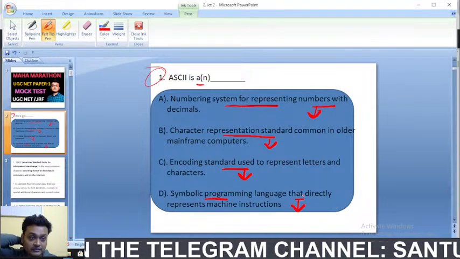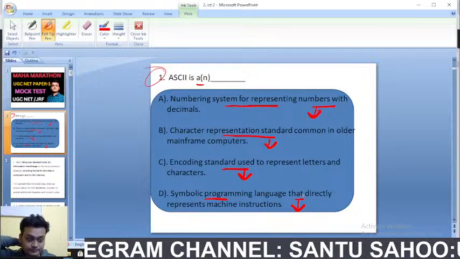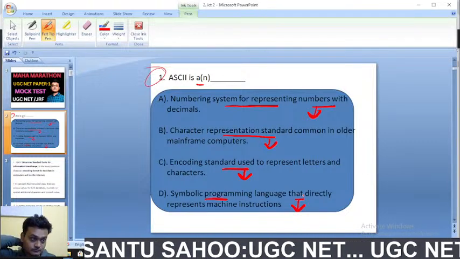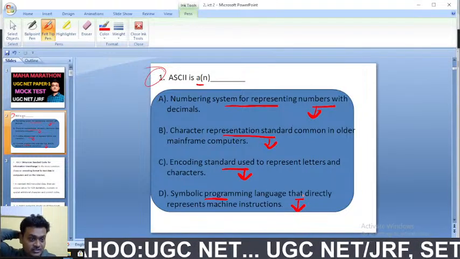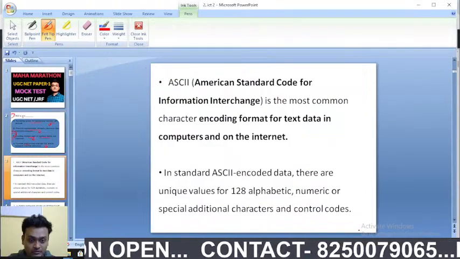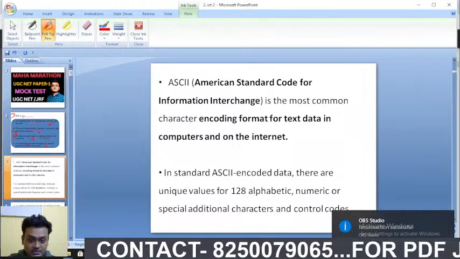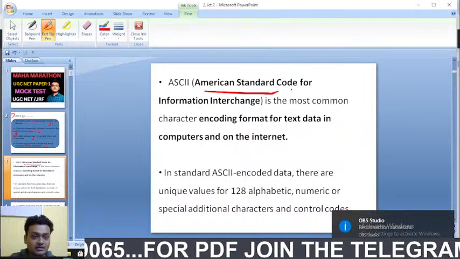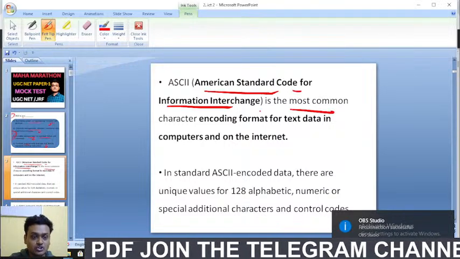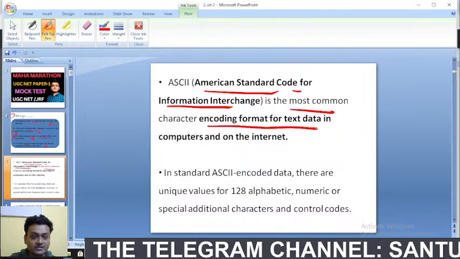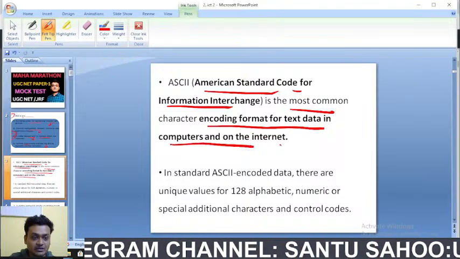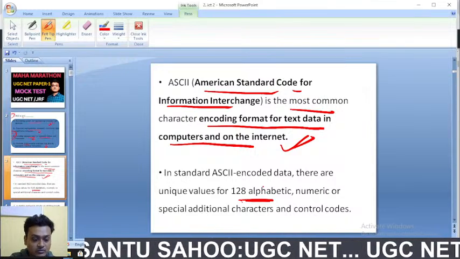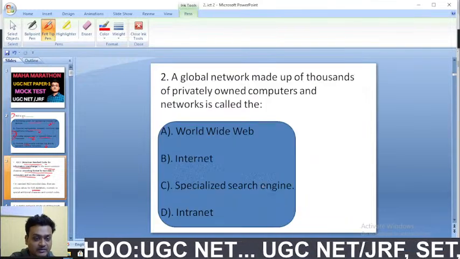American Standard Code for Information Interchange. ASCII is actually, OBS is disconnected. Okay, reconnected. Chalo. ASCII, American Standard Code for Information Interchange, is the most common character encoding format for text data in computers and on the internet. It has unique values for alphabetic and numeric characters.